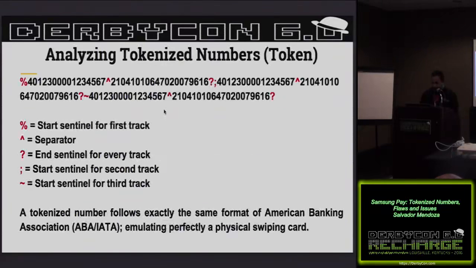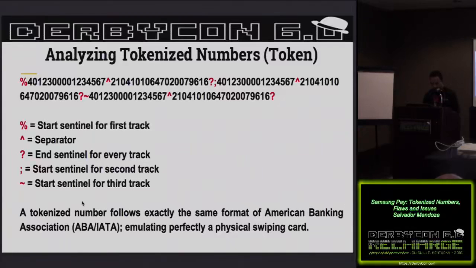So let's analyze a tokenized number. Basically, it's the same as a virtual credit card. The first 16 digits and the last 20 digits are the new tokenized number, which is like an ID for that token. And you can use just one token for each transaction. So we have the separators. What they did was make a format for the American Banking Association, emulating perfectly the physical swiping card.